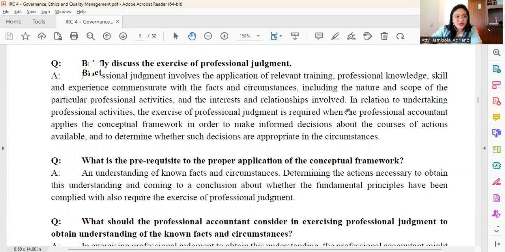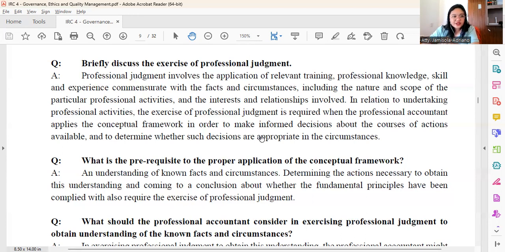Professional judgment involves the application of relevant training, professional knowledge, skill, and experience commensurate with the facts and circumstances, including the nature and scope of the professional activities and the interests and relationships involved. So this is you looking at the facts and circumstances, then you apply all your knowledge and skill regarding such particular fact or circumstance, and then decide on that matter.